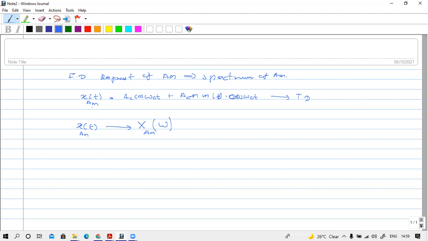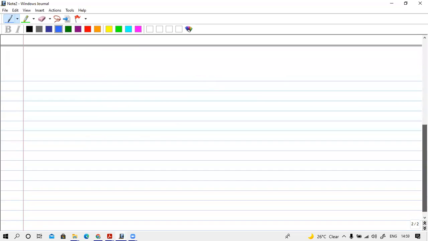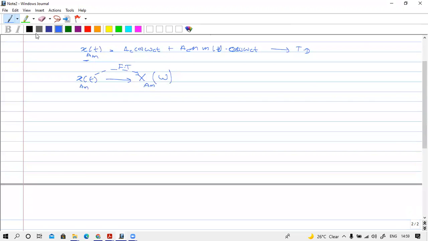To get the frequency domain signal from this time domain signal, what is the tool we can use? We can use the Fourier transform. So to find the spectrum of the AM signal, we simply have to get the Fourier transform of x, the total modulated signal, which is A_C cos omega_C t plus A_C mu m(t) cos omega_C t. Here we have a plus sign.